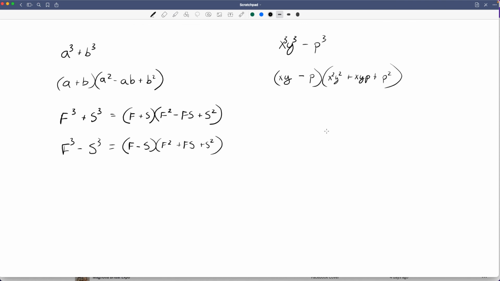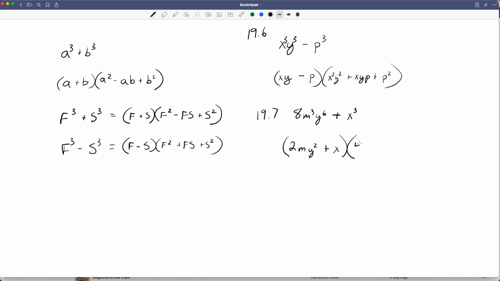So let's do one more. This one, by the way, was 19.6. This one is 19.7. This one is 8 m cubed y to the 6th plus x cubed. First thing is we know the cube root of 8 is going to be 2. And this is going to be m and this is going to be y squared. And because it's positive, it's positive. And then this is going to be x.